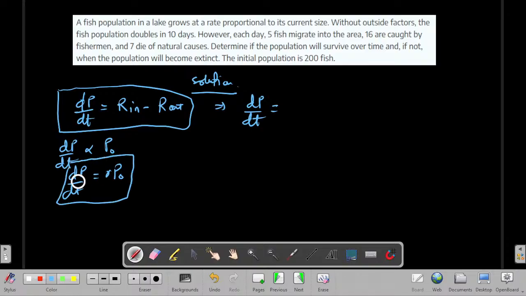I'm not interested in this because I already have my dP/dt. So what do I get? I have my rP naught satisfying the first condition. He said without outside factors, the fish population doubles in 10 days. That is another condition: assuming there is no other factor, my fish population is going to double. So in 10 days my fish will double. Let's put this one down and come back to it later.